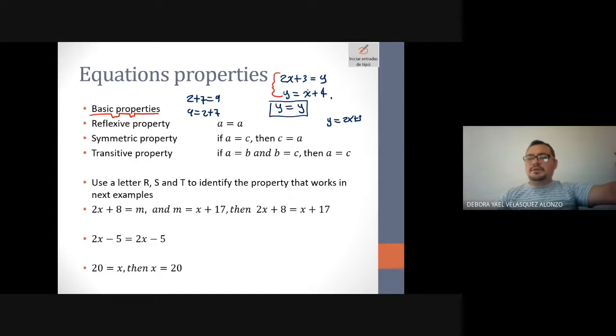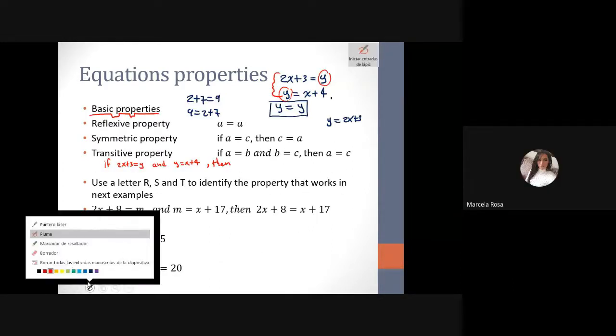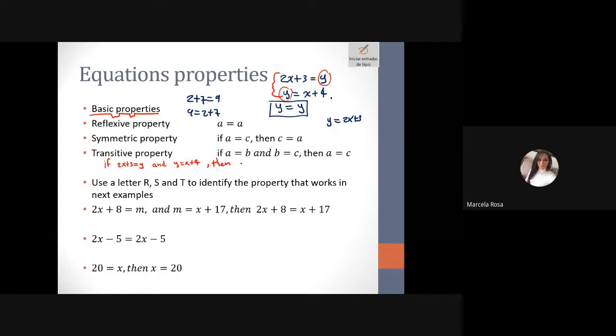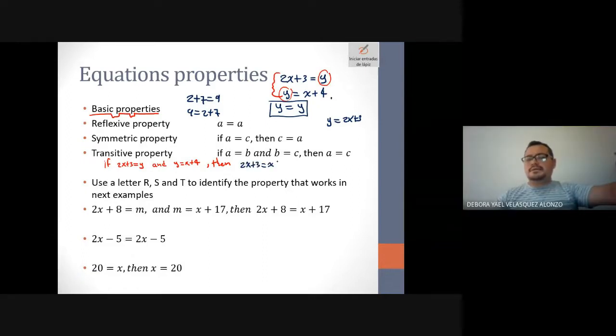This is a system of linear equations, which is a topic we're going to study. And for example, if I know that 2x plus 3 is equal to y, and then I know that y is equal to x plus 4, what can I do according to the transitive property? Here I have the if: 2x plus 3 equals y, and y is equal to x plus 4, then let's see how this logic works. Sorry. 2x plus 3 equals x plus 4. You're right. 2x plus 3 equals x plus 4. And that's what the transitive property tells us.